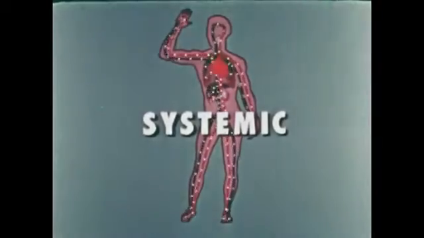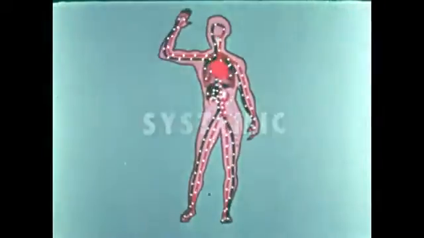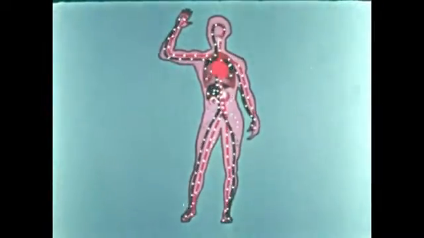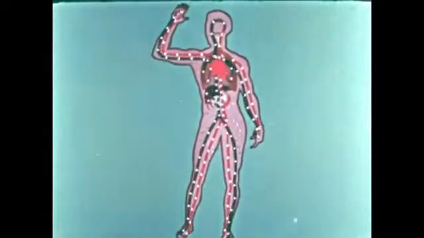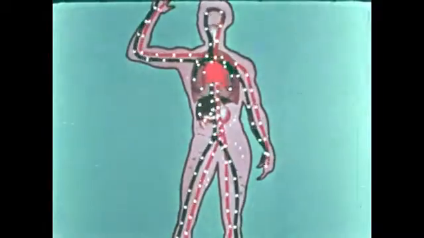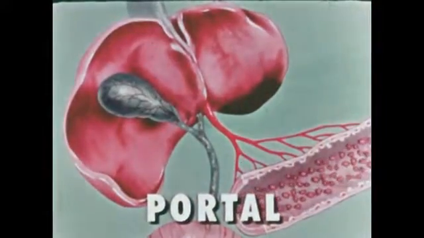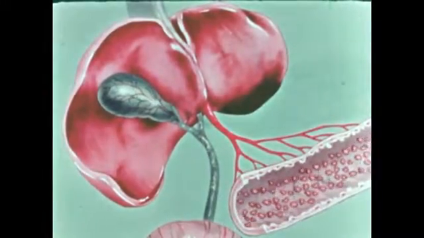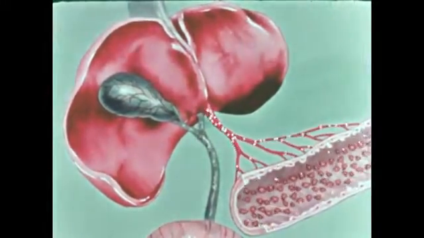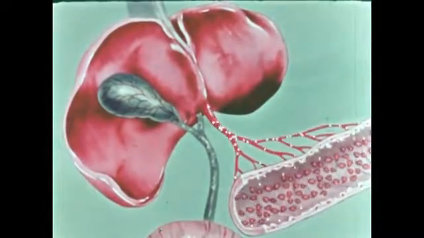Blood in the systemic part of the circulatory system carries oxygen and other elements to all the cells of the body and removes waste. Food elements are introduced in a part of the systemic circulation called the portal circulation. These food elements are chemical products resulting from digestion. They are carried by the blood to the liver for storage and for further chemical change.